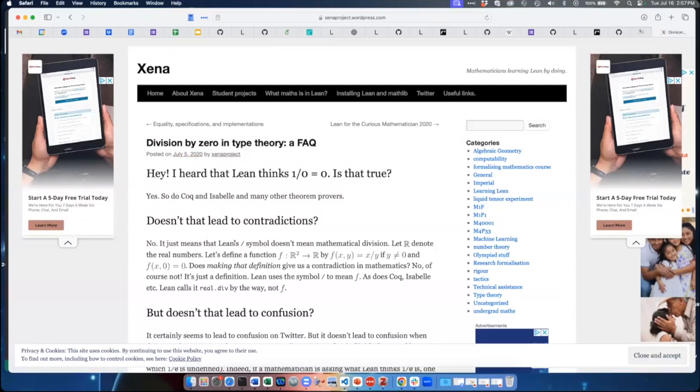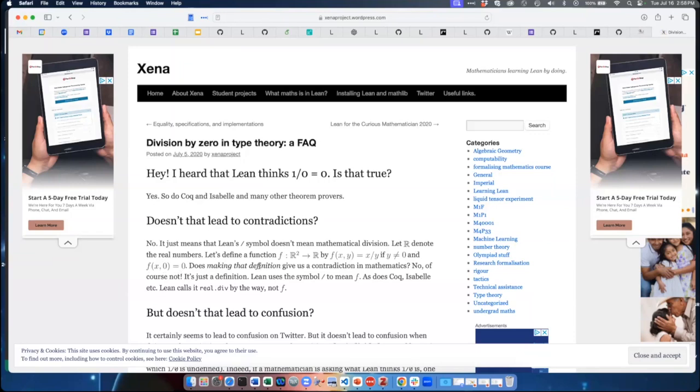This just means that Lean's division symbol doesn't mean mathematical division. If R are the real numbers, well, this language about functions will get a little bit clearer when we talk in depth about functions next week. If I define this function in a certain way, I'm going to say my function of x and y is going to be x divided by y if y is not equal to 0, and f of x and 0 is equal to 0. I've just defined this function.